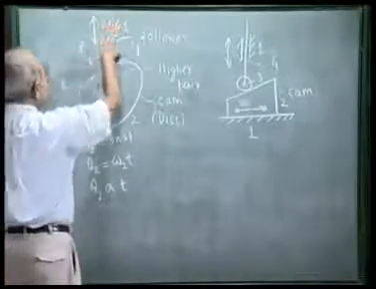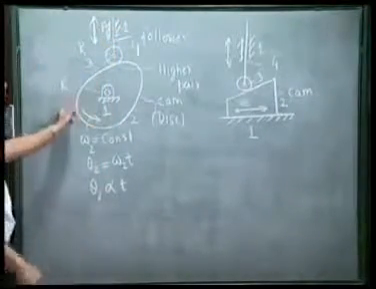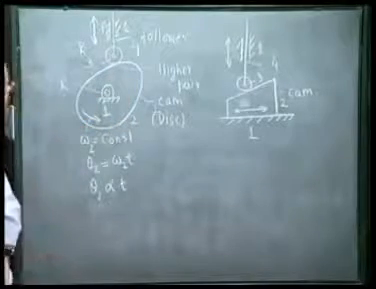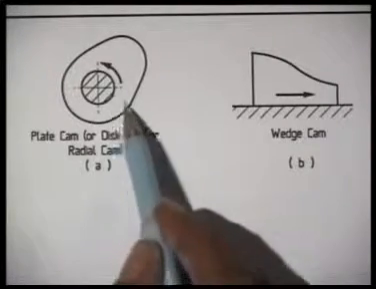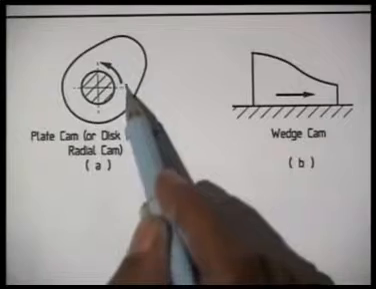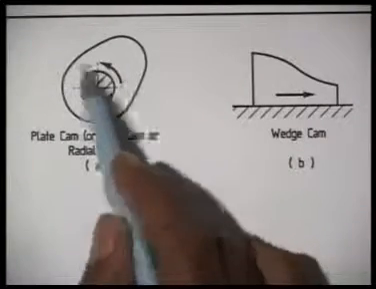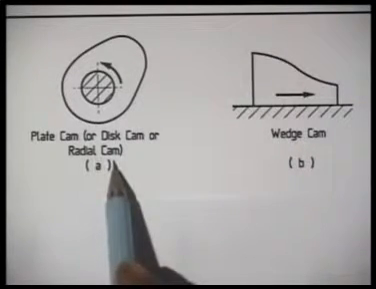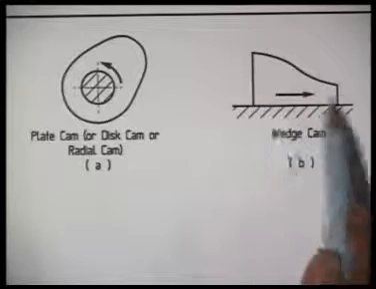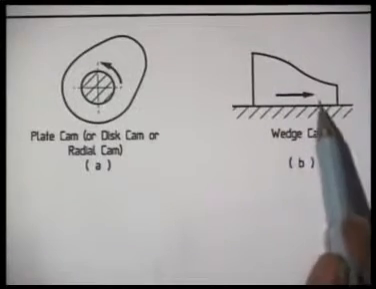And the movement of the output link will depend on the profile of this cam. As we have just now said, the planar cams can be classified in various ways depending on various criteria. The first classification we made depending on the type of input motion. Here the input motion, that is the cam, has an angular motion or rotational motion, then we call this cam a plate cam or a disc cam or even radial cam, whereas if the cam has a linear motion, then we call it a wedge cam.